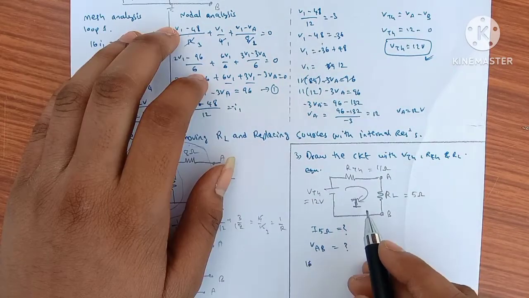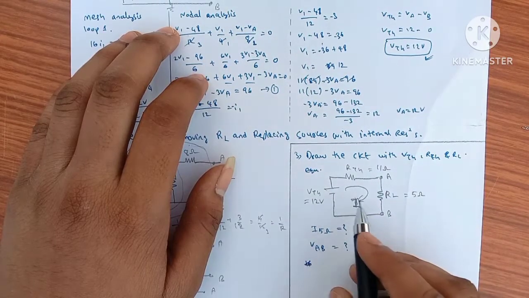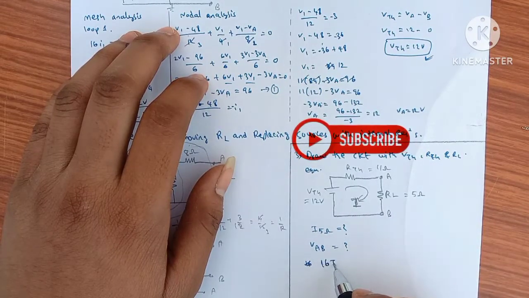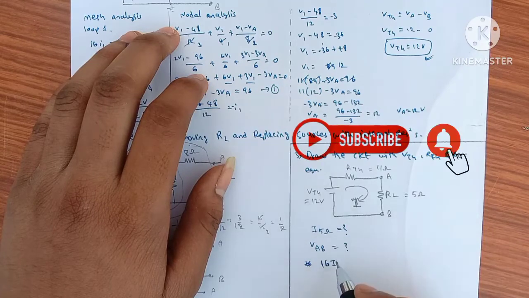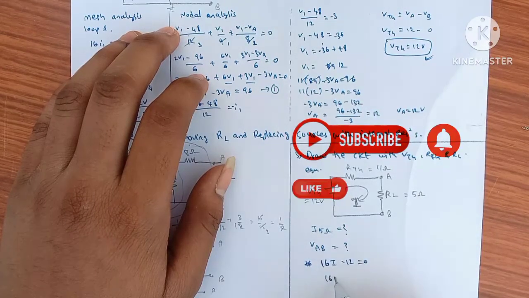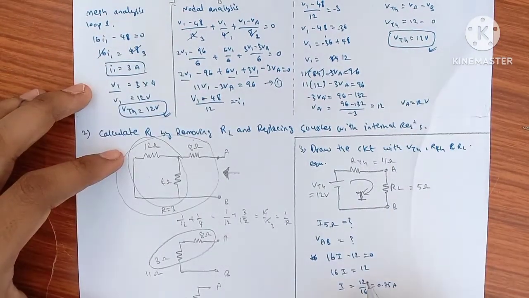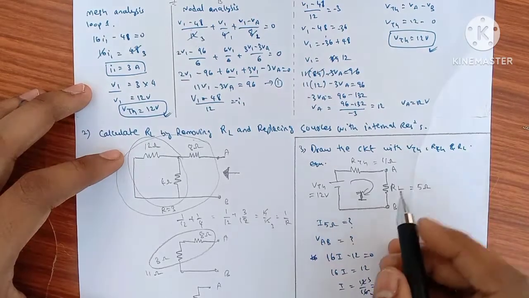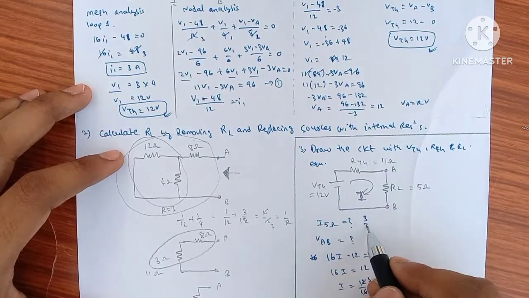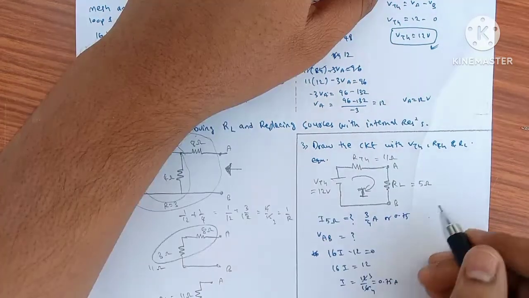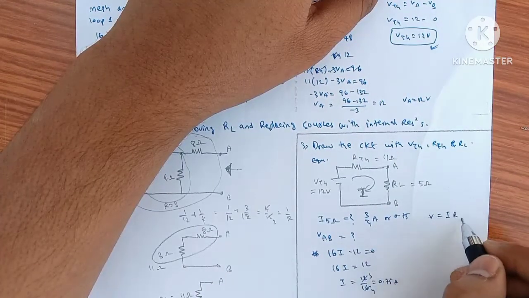If we write the loop equation, then we get 11 plus 5, which is 16, I minus 12 is equal to 0. 16 I is equal to 12. I is equal to 12 by 16, which is equal to 0.75 ampere, 3 by 4 amp. So the current through the 5 ohms is 3 by 4 ampere, 0.75. V is equal to IR.